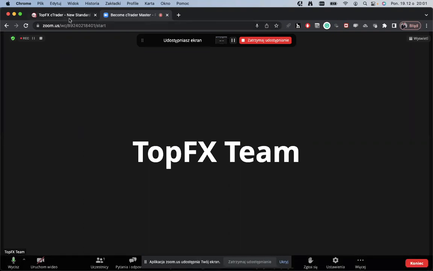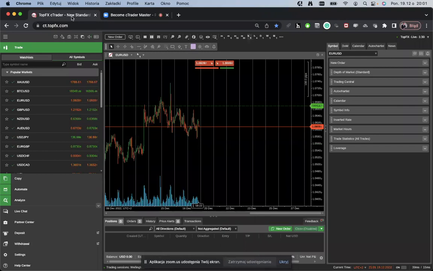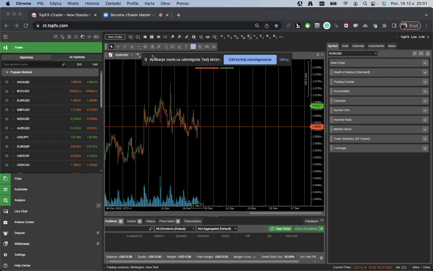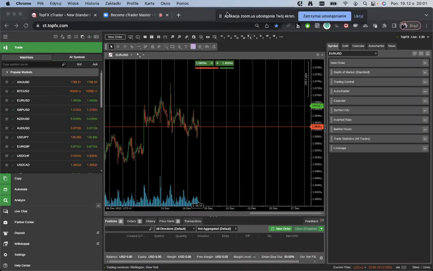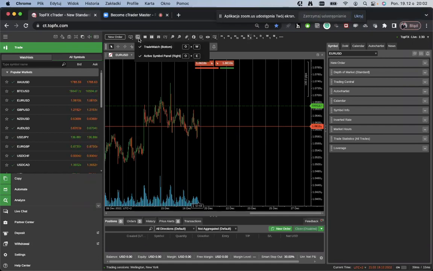So let me just switch straight on to the cTrader platform. This is what we are looking at right now. This is the cTrader platform, and I would like to show you something that will be directly connected with this section here, to the downside. It's called the trade watch, and we will be working with this panel today.